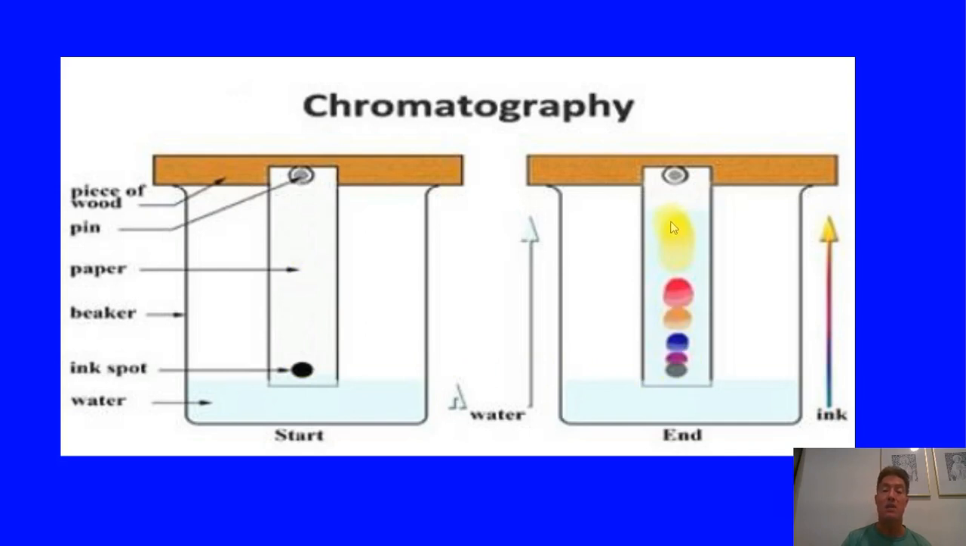So the yellow is going to stay in the mobile phase. It's going to travel with the water the longest. And these other colors are going to peel off as they find the place in the stationary phase where they're more attracted to the paper than they are to the solvent, the water. And so we separate this. This looks like, hey, how can I separate the different colors of this ink? We can do this with chromatography.